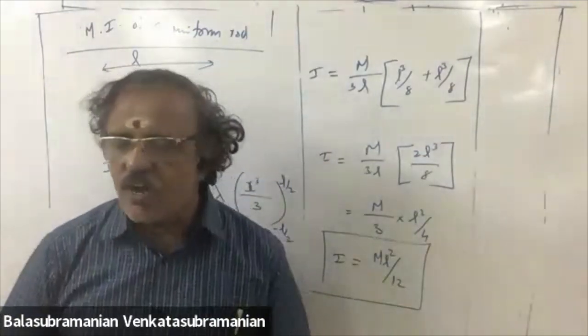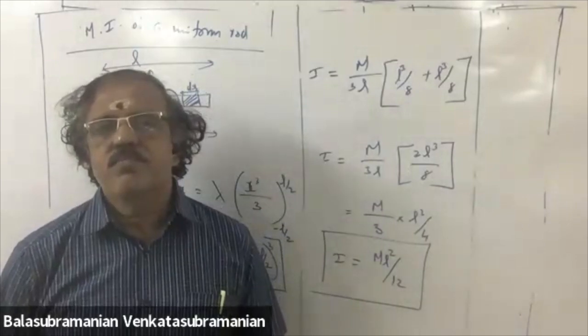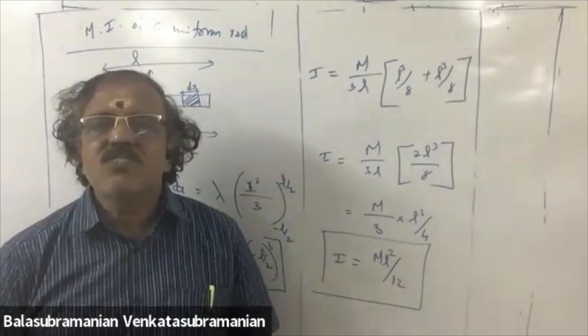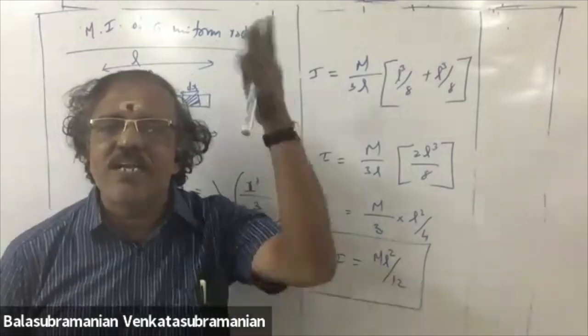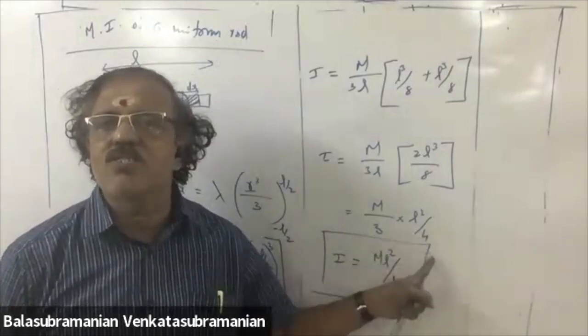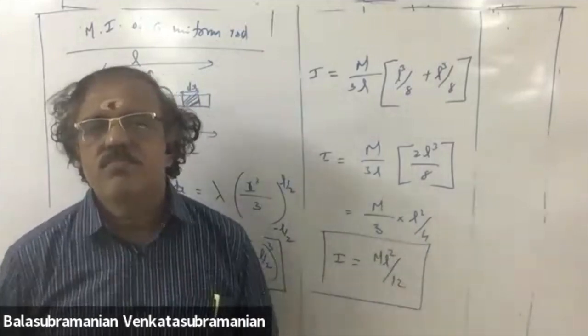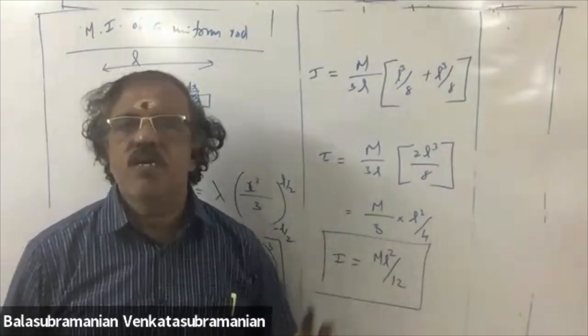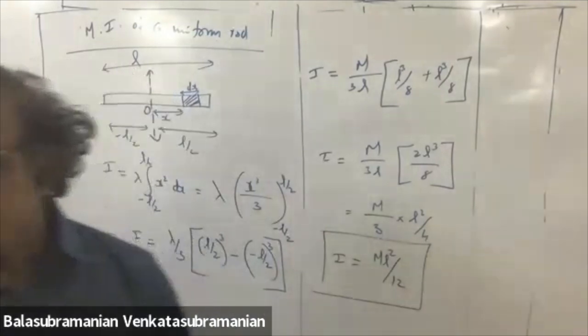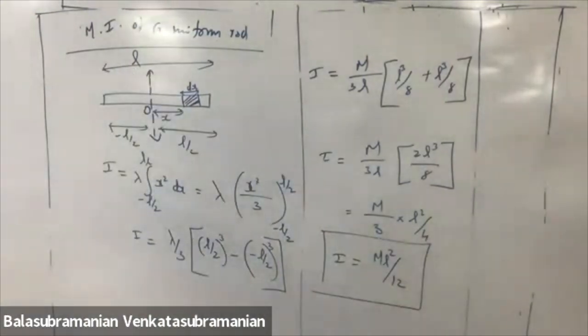Moment of inertia of a rod, for an axis passing perpendicular to its length at the center, is I is equal to ML square by 12. Very important 5-mark question: moment of inertia of a uniform rod. Next, we are going to talk about the moment of inertia of a uniform ring.